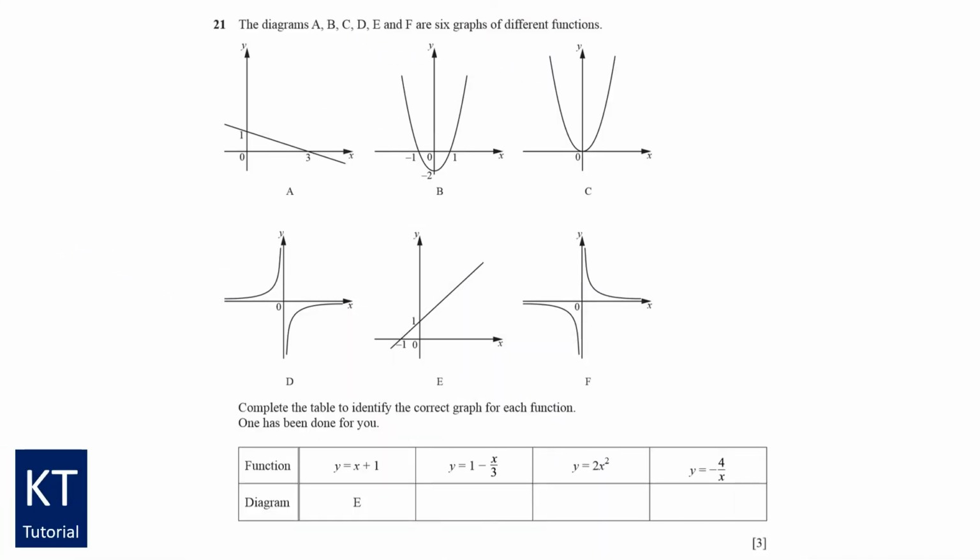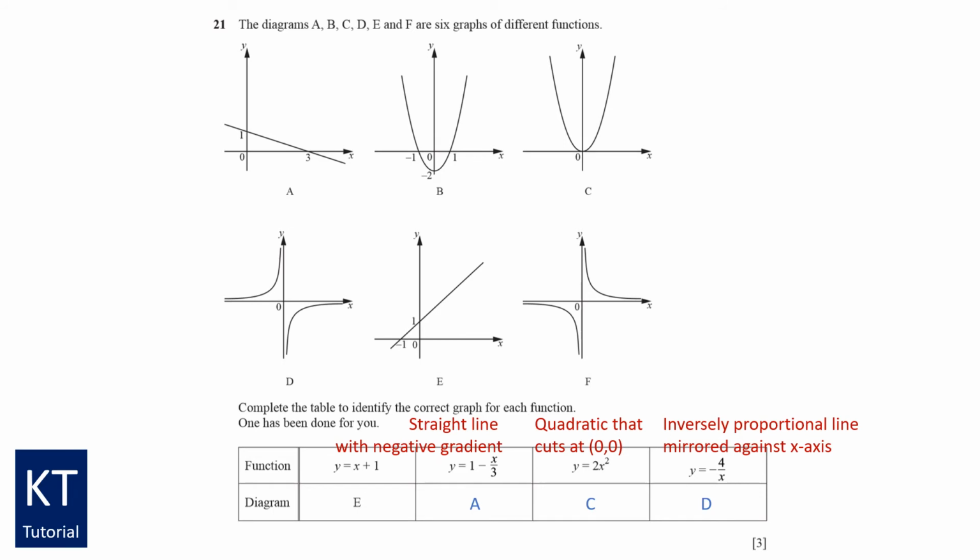Question 21. The diagrams A, B, C, D, E, and F are 6 graphs of different functions. Complete the table to identify the correct graph for each function. One has been done for you. y equals 1 minus x over 3 is a straight line with negative gradient, this being A. y equals 2x squared is a quadratic that cuts at 0, 0. This is C. y equals minus 4 over x is an inversely proportional line mirrored against the x-axis. This is D.